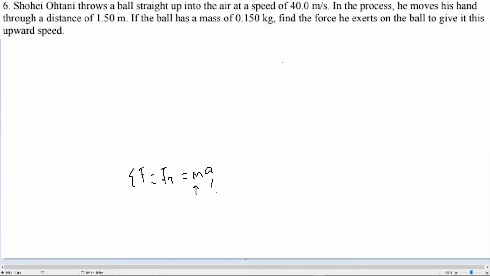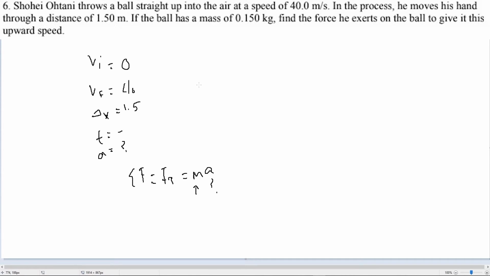So, to find acceleration, we could actually use kinematics on this. Our initial velocity is 0. Our final velocity, as in the question, is 40 meters per second. Initial velocity is 0 because when it's in his hand, the ball is not moving, obviously. And when we clock it, it's at 40. Our change in x is 1.5 meters. Our time is not given. And our acceleration is what we're looking for.